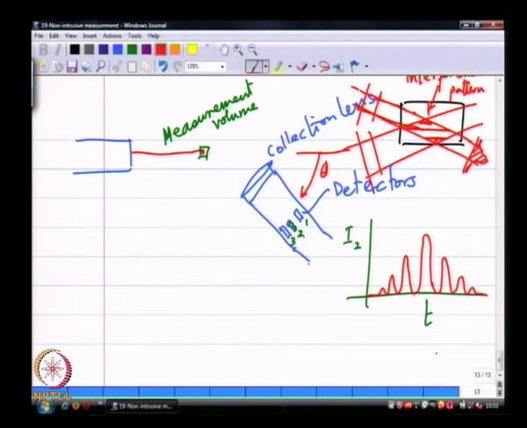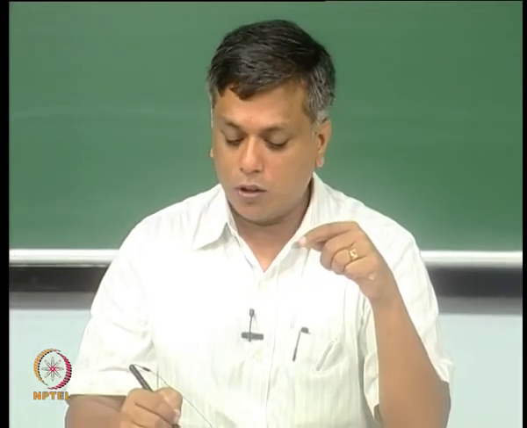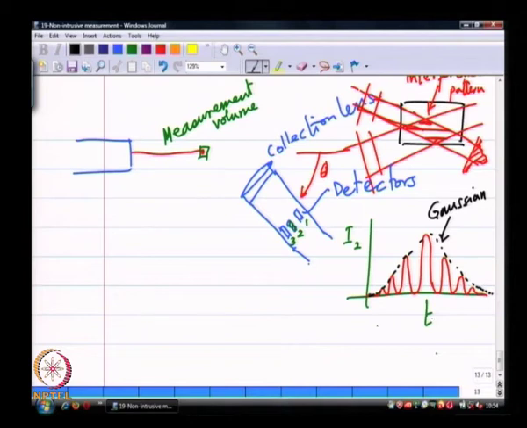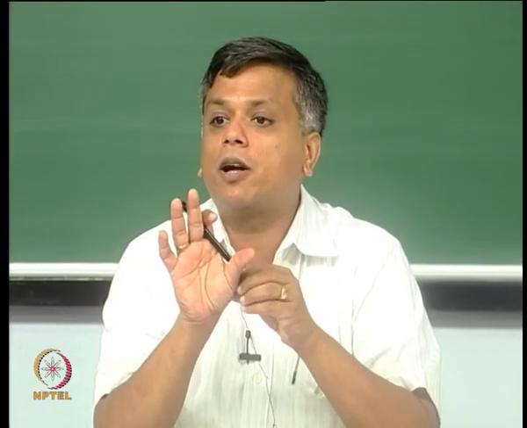So, this is the intensity measured by the detector 2 as a function of time. And this intensity profile falls in this envelope, which is due to the Gaussian intensity distribution. So, every time one of these particles passes through the measurement volume, I am going to see this I2 as a function of time. This is called a Doppler burst. Every time a single particle passes through the measurement volume, I will get one of these Doppler bursts.